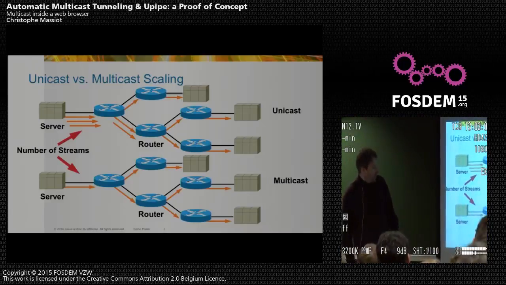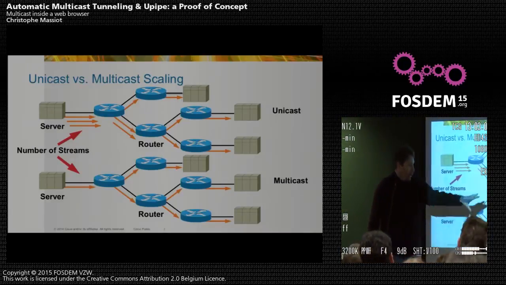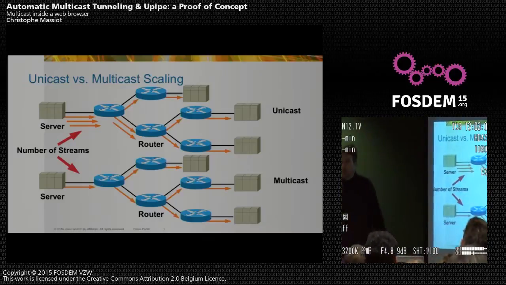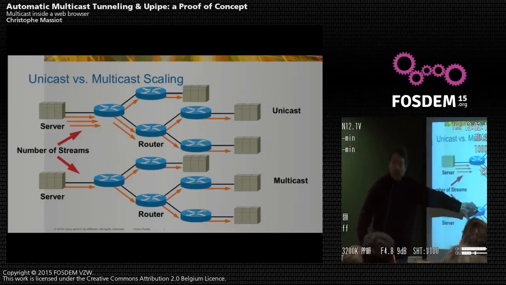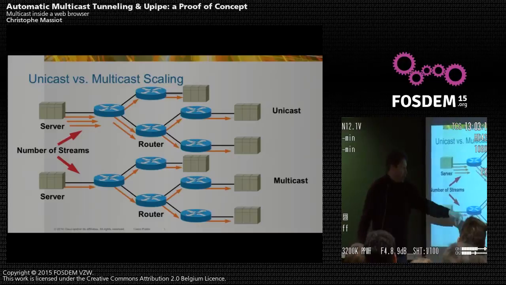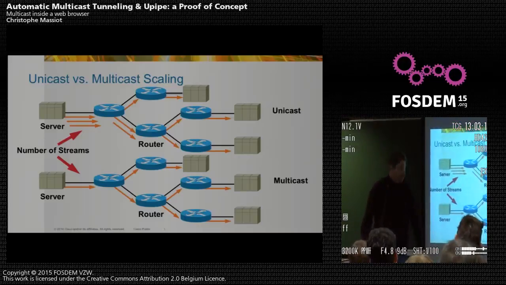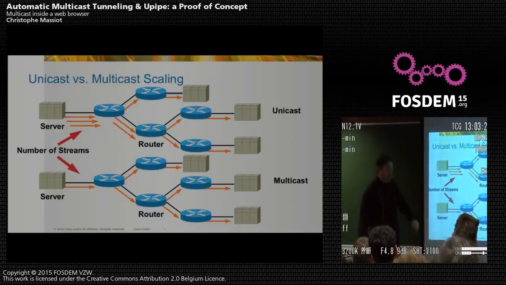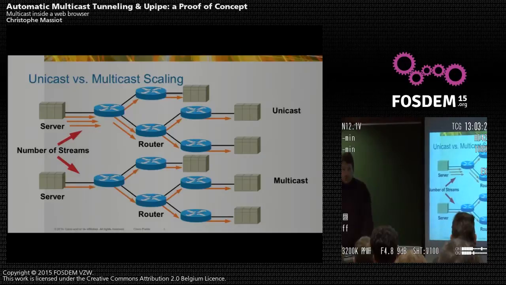In multicast, the client who wants to receive the data asks the local router to send him the data. If the router doesn't have the data, it asks the upstream router, and so on. And if the router already has the data, it just duplicates in the correct way, but it doesn't duplicate all the way to the server. So it's much more bandwidth efficient. And for big streams like IPTV, it's of course very useful.